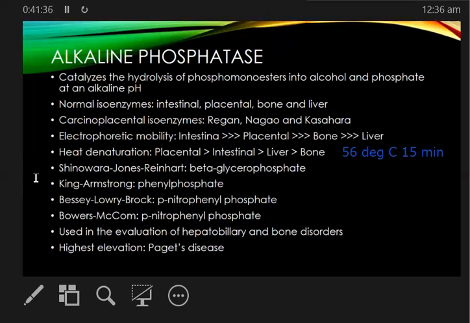Okay, para-nitrophenyl. And take note that your Bowers-McComb is considered to be the reference method. Okay, the reference method. All right. So, highest elevation, or it is used rather, so sige, clinical significance muna. This is used in the evaluation of hepatobiliary and bone disorders.